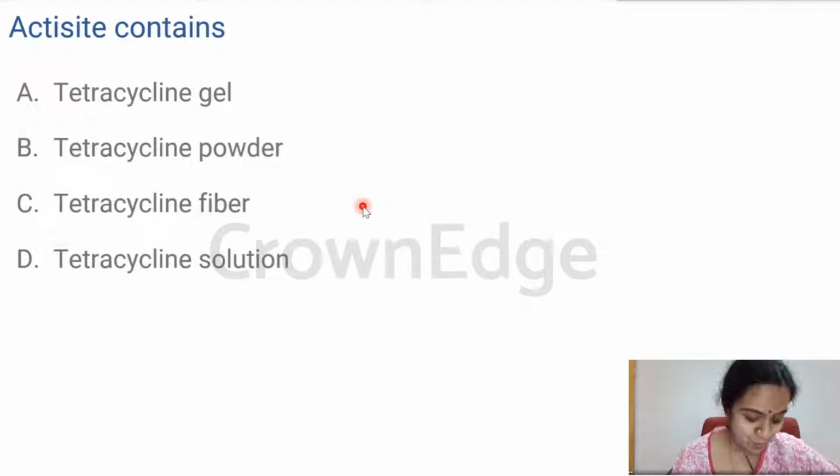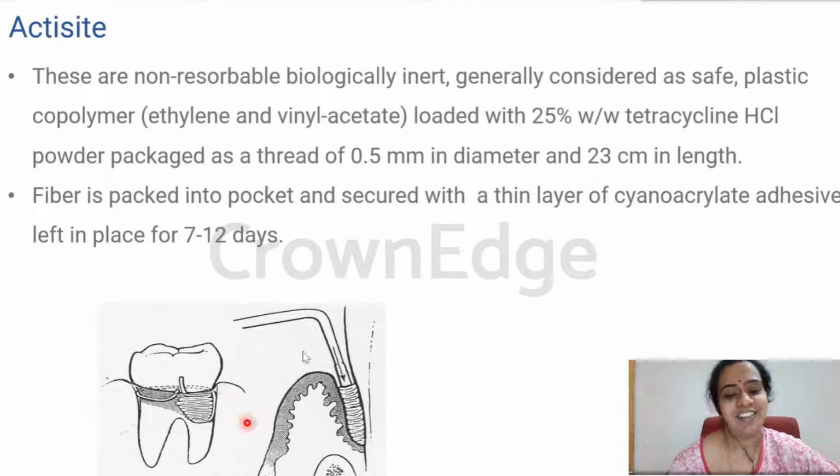Yeah, like I told you, most of you are going to A and C. And now I got one D. Satya is telling D. But the correct answer here, let me tell you, is B. Tetracycline powder in a carrier fiber is what our Actisite is. Okay, this is the age-old picture that we have of placement of Actisite into the pocket. That's a polymer, nothing else. The carrier, the fiber that we see, is polyethylene and vinyl acetate polymer, with 25% tetracycline powder packed into this fiber.